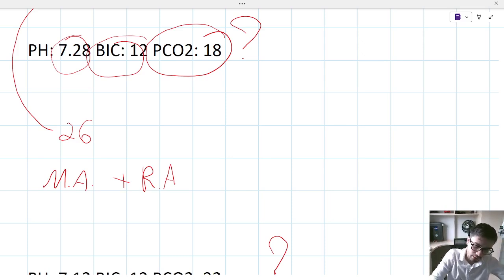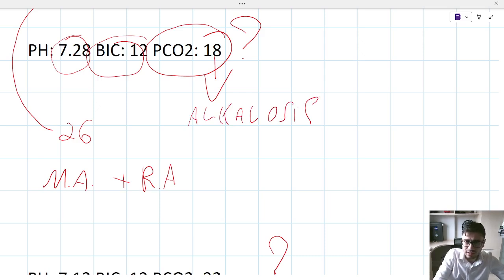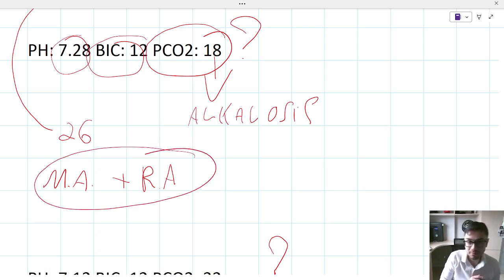Okay, so a lower PCO2 will end up in an alkalosis situation, okay? But Pedro, the pH is still lower than 7.35. This is acid. Okay, the main disorder here is an acidosis, okay? But on the respiratory side, we ended up with an alkalosis, okay? But the acidosis predominates over the alkalosis in here, okay? But we are still with a mixed disorder in here.